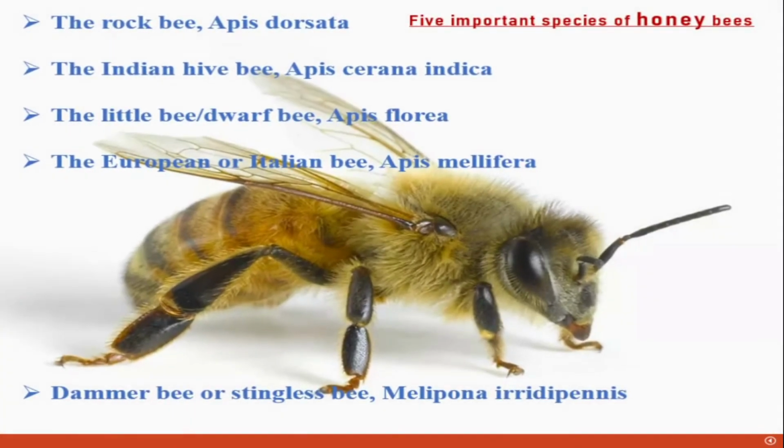Here we have five important species of honeybees. First one, Apis dorsata, the rock bee. Second one, Apis cerana indica, the Indian hive bee. Third one, Apis florea, the little bee or dwarf bee. Fourth one, Apis mellifera, the Italian bee or European bee. Finally, Melipona irridipennis, the stingless bee. These five are very important bees.